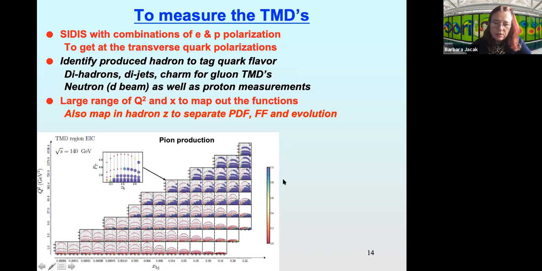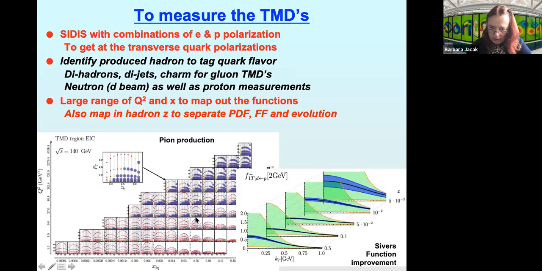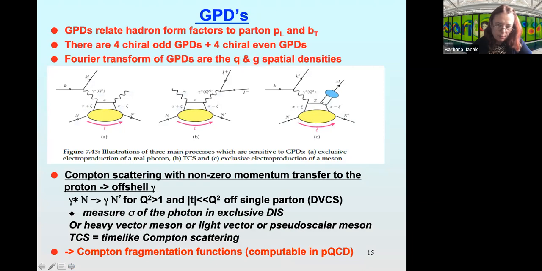a bunch of cross-section measurements that looks like this. And what you can do is, again, arrange them according to X and Q squared. And then these are the cross-sections as a function of PT and the Z of your hadron. And so you map out these structure functions. And what you will get is you can measure the Sivers function that way to this much improved precision. Now the GPDs, they relate the hadron form factors to the parton longitudinal momentum and transverse position.